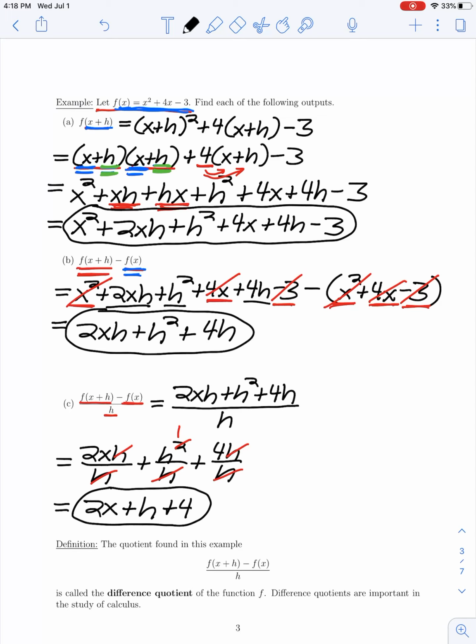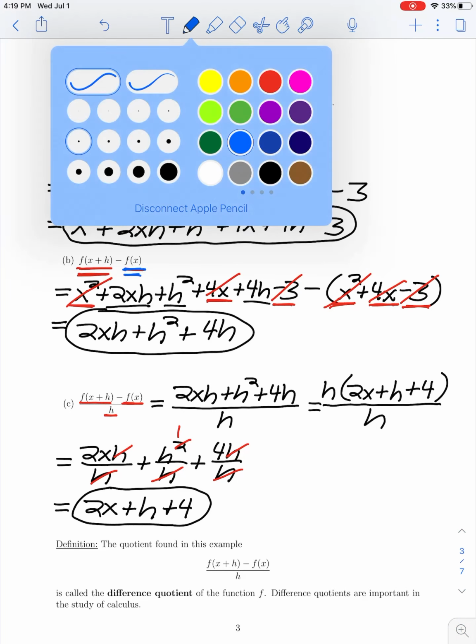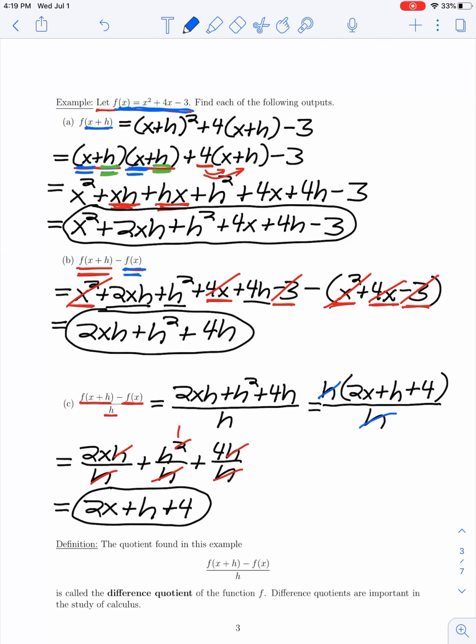Now another way to see that, if you prefer, is to first, from the numerator of this fraction, factor out an h, which would leave you with 2x plus h plus 4, and then divide the whole thing through by h. So again, you could cancel your 1 factor of h on the top and bottom, and you're left with 2x plus h plus 4. So either approach you want to use there is perfectly fine.